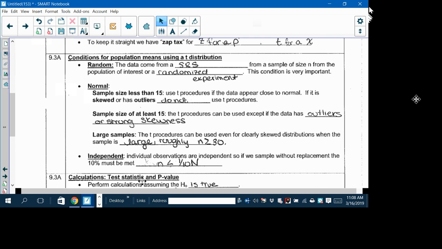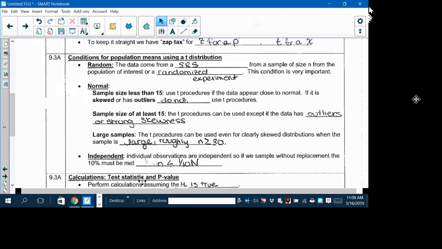Hopefully you guys have that down. So in summary, basically, if the sample size is small, we should examine the sample data for any obvious departures from normality, such as skewness and outliers and all that fun stuff.